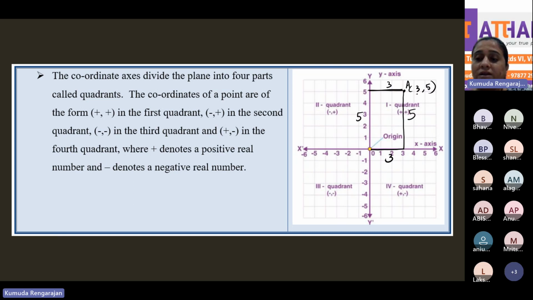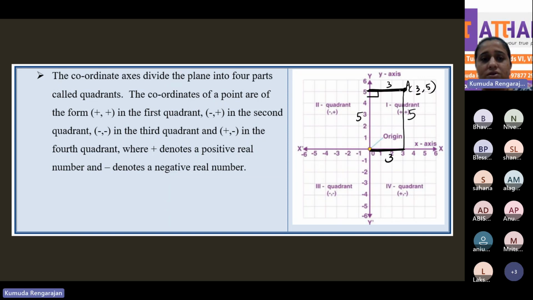Now, we want to understand the meaning of the x-coordinate. What does the x-coordinate represent? So where do we have 3 here in the figure? We have 3 here. We also have it here. But since this 3 is from the point A, we are interested in this 3. There is 3 here also. But we are interested in this line segment, which represents 3 units because it connects the point A to the Y axis. So this line segment is perpendicular to the Y axis.